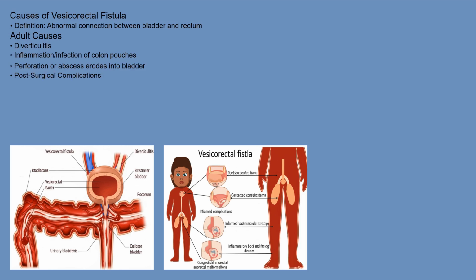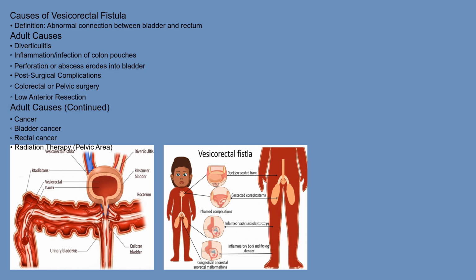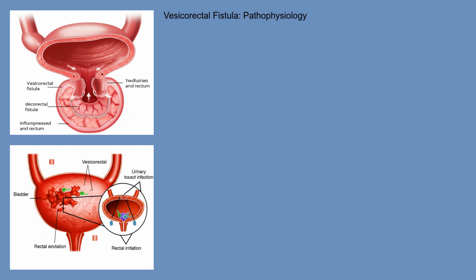Other potential causes include complications following colorectal or pelvic surgery, such as low anterior resection for rectal cancer, bladder cancer, radiation therapy to the pelvic area, inflammatory bowel diseases like Crohn's disease, traumatic injuries to the pelvis, or even a foreign body lodged in the rectum that erodes into the bladder. In children, vesicorectal fistulas are quite rare and are usually associated with congenital anorectal malformations, conditions present at birth involving the rectum and anus.